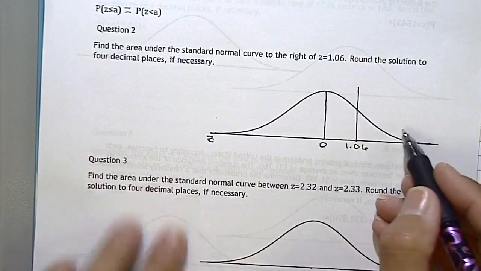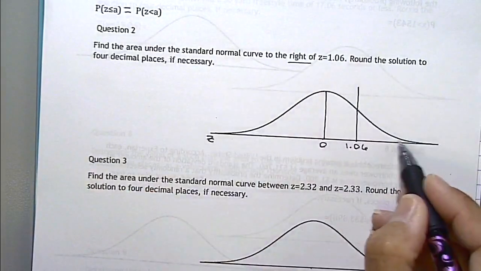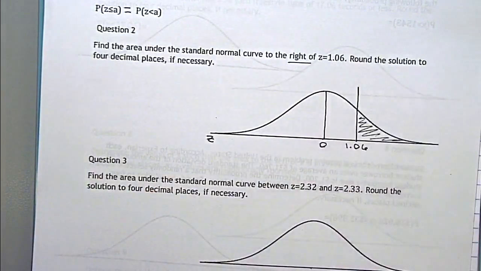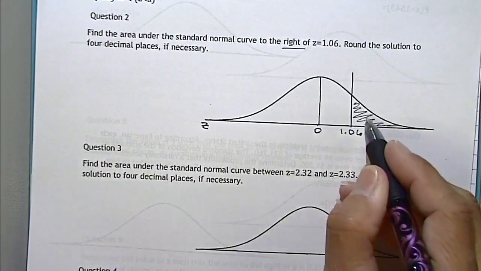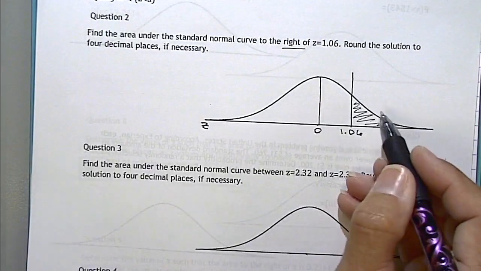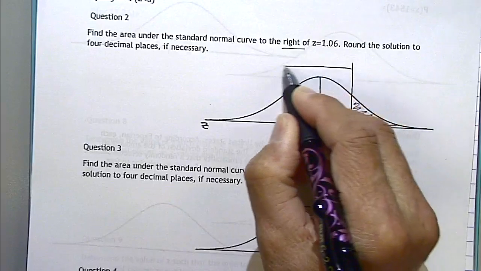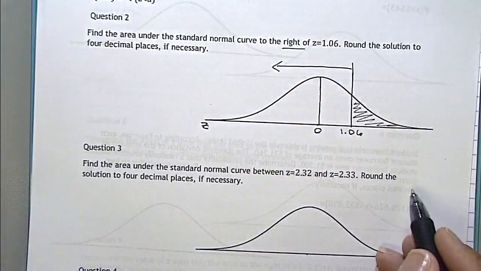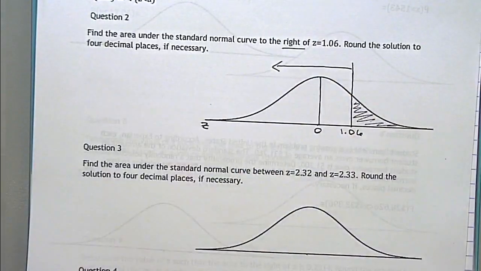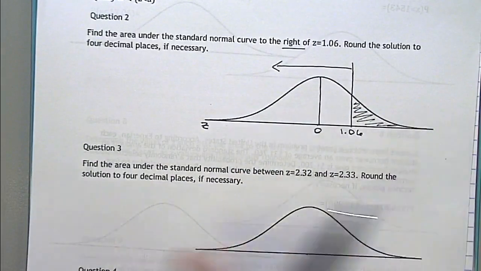And what am I interested in? Well, they told me area to the right. That's this area. So I've got it shaded. That's what I need. How big is that area? But z doesn't give me that area. I'm going to go up here and show you what z gives me. It gives me area to the left, always. So you can always draw that arrow to the left, right? So area to the left, I can look it up.